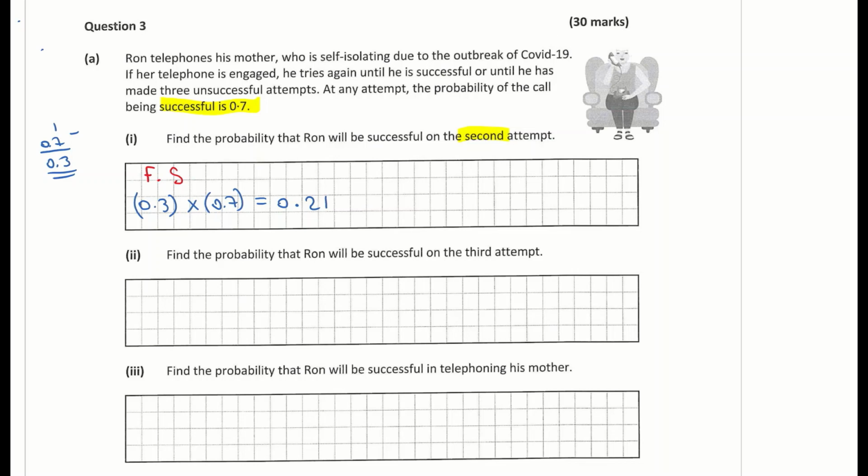Part 2. Find the probability that Ron will be successful on the third attempt. So once again, that means he's going to fail on the first attempt, fail on the second attempt, and be successful then on the third attempt.